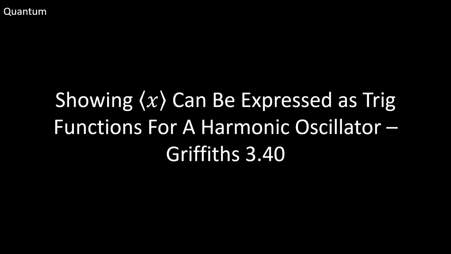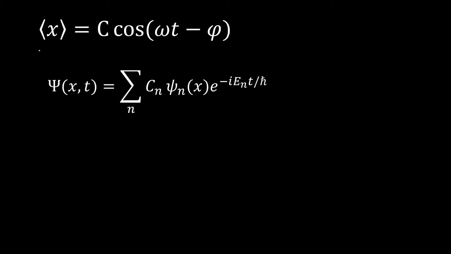All right, so we're going to be doing Griffiths problem 3.40 out of Griffiths Quantum Mechanics. All credit for this problem goes to Griffiths. It's a fantastic problem. In this problem, we're going to be showing that the expectation value of our position can be expressed as a trig function for a quantum harmonic oscillator. So let's get started. This is the result that we want to get.